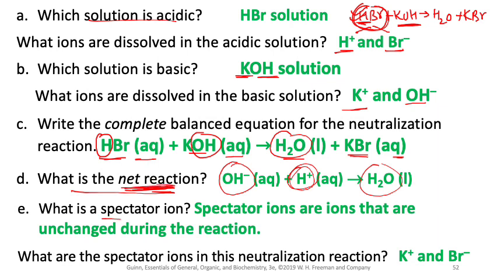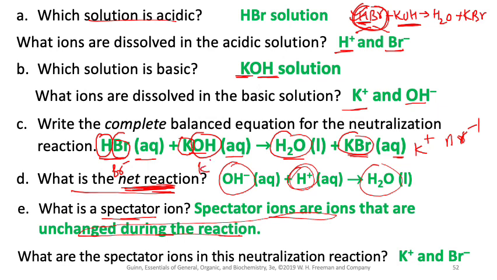And what are the spectator ions? Like I already told you, spectator ions are the ions that are unchanged during the reaction. So what are the spectator ions? Bromide and potassium, so KBr. In this reaction, KBr is present as K plus and Br negative. On the reactant side also, Br negative and K plus. So they haven't done anything. They are just present in ionic form before the reaction as well as after the reaction. So this is how you can answer any kind of question depending on the neutralization reaction.